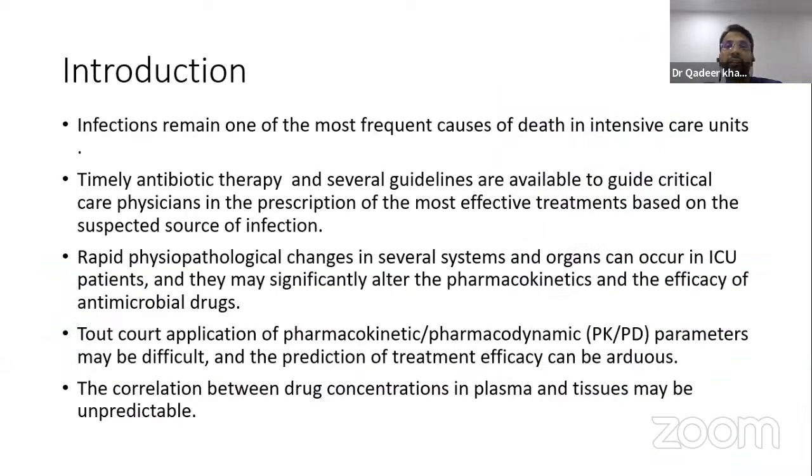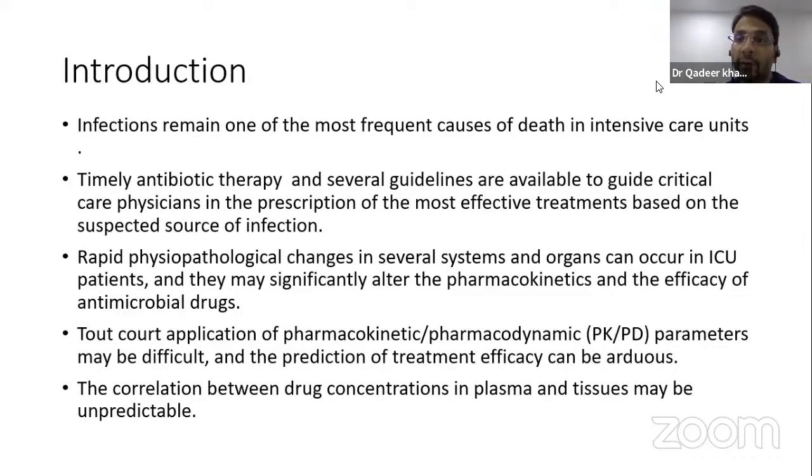As we all know, infection is the most frequent cause of deaths in the intensive care unit if not properly managed or controlled with timely introduction of antibiotic therapies. There are several guidelines which help us prescribe the most effective antibiotic based on the suspected source of infection. Critically ill patients have various changes in their organ system functioning, which significantly alter the pharmacokinetics and the efficacy of many antimicrobial drugs. So keeping this in mind, we have to know which antibiotic to start for a particular source of infection we are suspecting in the host.